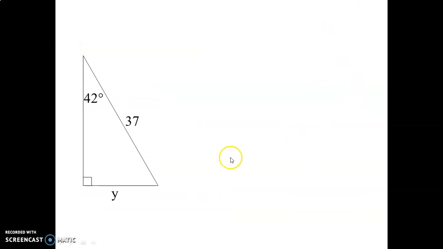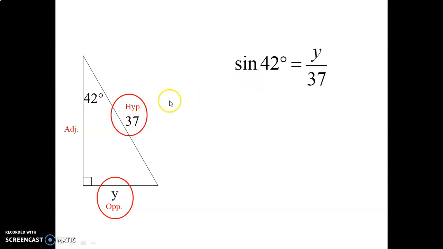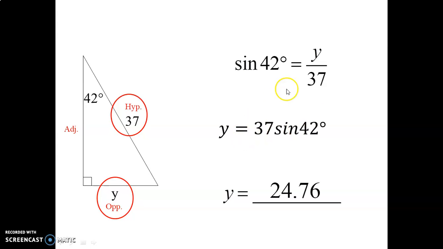Okay, let's try some basic trig problems. Here we have this right triangle. We need to find out what y is. So let me show you this example. We know that angle. Here's our adjacent side. Here's our opposite side. Here's our hypotenuse. So opposite of 42 is y, and then we have our hypotenuse. We don't know adjacent, so we know we're going to set up a trig ratio which puts together the opposite and the hypotenuse. And that trig ratio is sine. Sine is opposite over hypotenuse. So sine of angle 42 is y over 37. And then we can multiply by 37 here, and we have y. So y equals this value here.